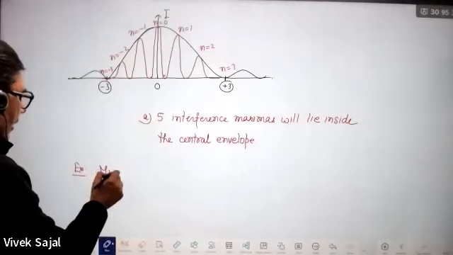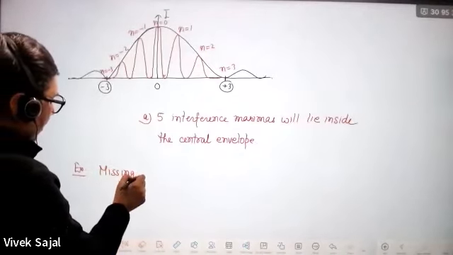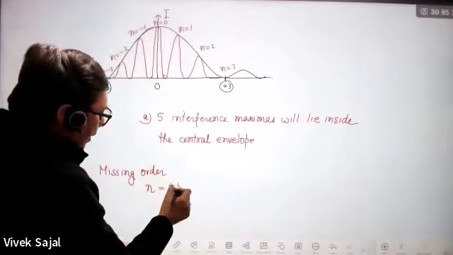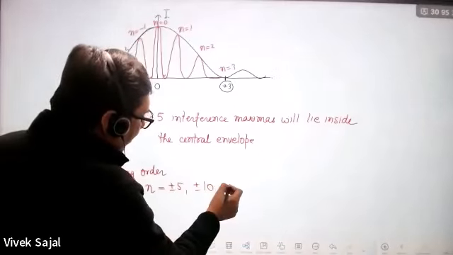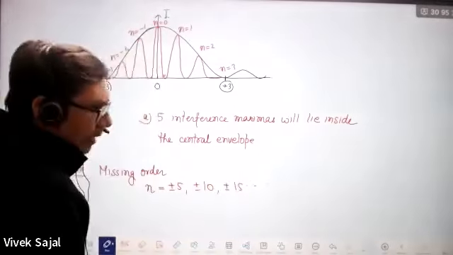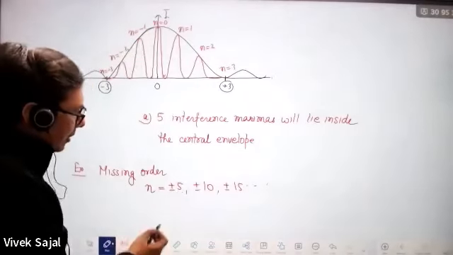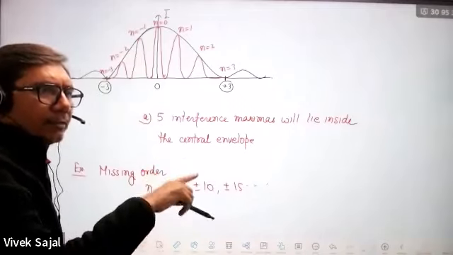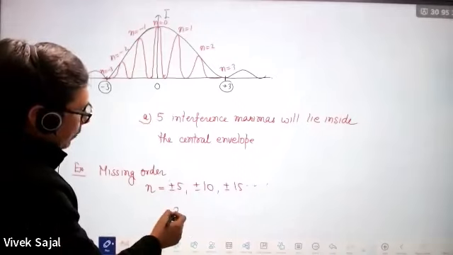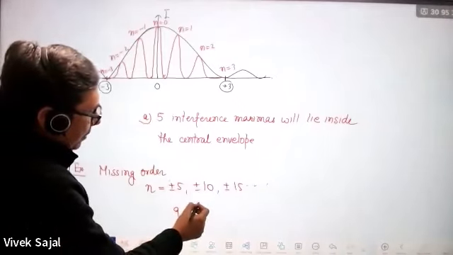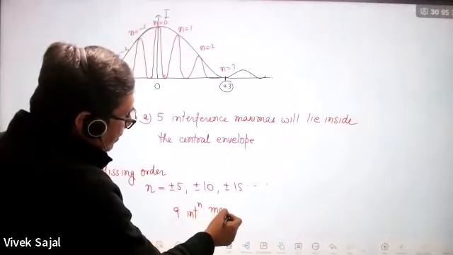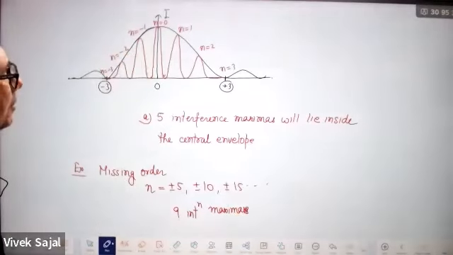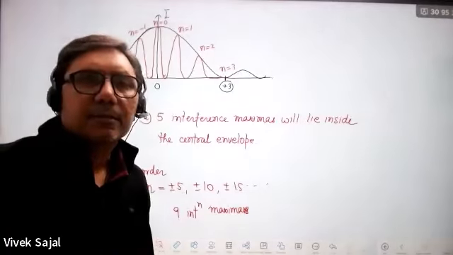Now, another example: suppose I say the missing orders are plus minus 5, plus minus 10, plus minus 15. Then how many interference maximas will there be? 4 + 4, 8. Okay, the fifth will be missing. So up to +4, up to -4. So 4 + 4, 8 + 1, 9. So 9 interference maximas will be inside the central envelope. So this was another aspect that is necessary.